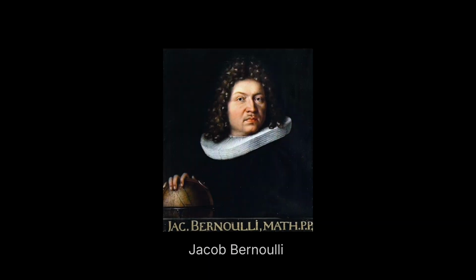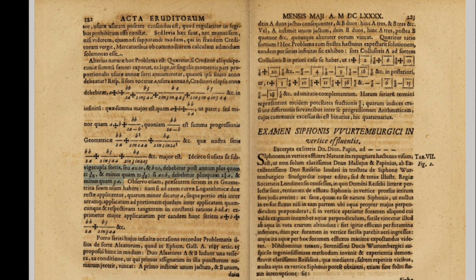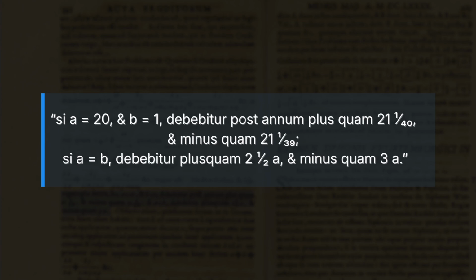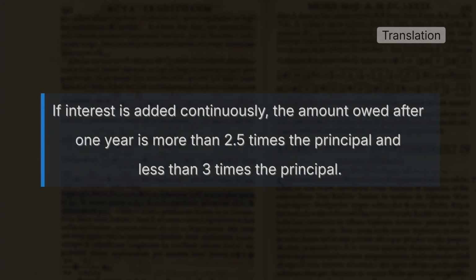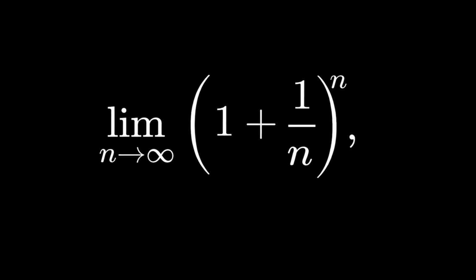In 1683, a Swiss mathematician named Jacob Bernoulli became obsessed with this exact problem. He spent months slicing growth into smaller and smaller pieces, convinced there had to be a way to break through. But no matter how thin he sliced, he kept hitting the same wall. 2.718. That's E. The first number in history discovered as a limit.